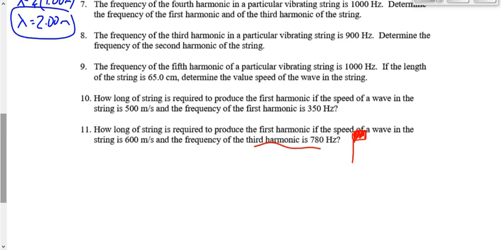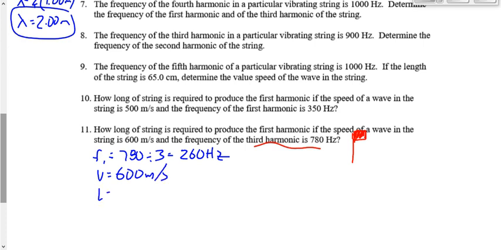We don't care what the third harmonic is, do we? We care what the first harmonic is. So let's get the first harmonic. What is the first harmonic here? 780 divided by 3. So it's 260 hertz. Now, we also have a speed of 600 meters per second.